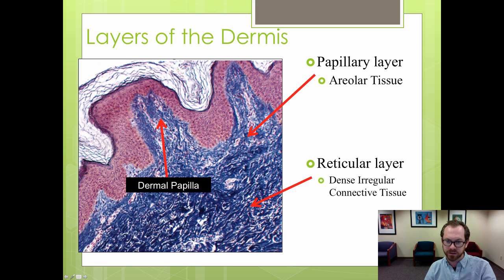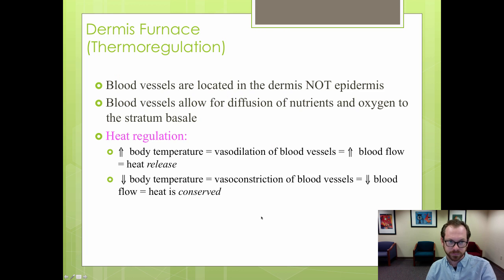In these deeper layers of the dermis, we have the reticular layer, and this is made up of dense, irregular connective tissue. Now, the dermis is going to mostly be involved in, or is going to be the part of the integumentary system that's most responsible for thermoregulation. And this is because blood vessels are located in the dermis. They're not located in the epidermis. And so we can use our blood vessels to control body temperature here.